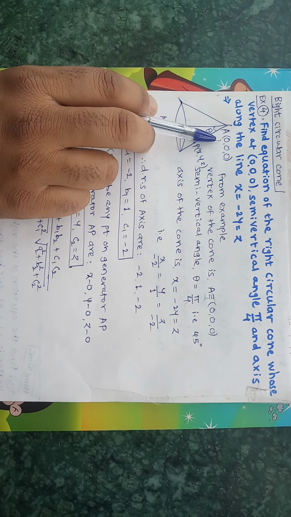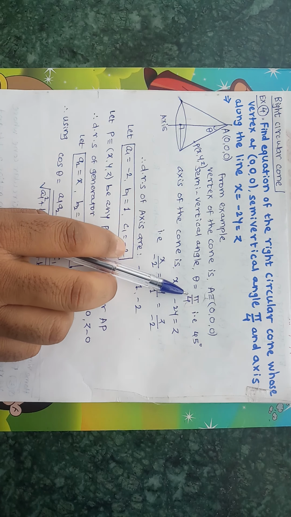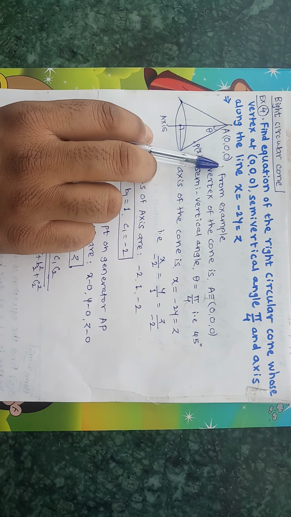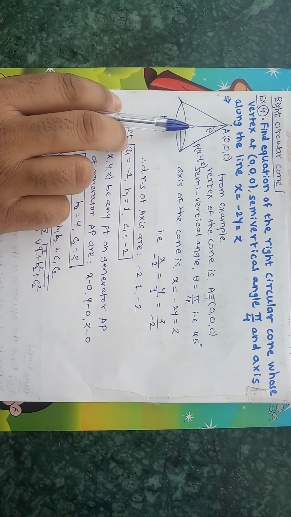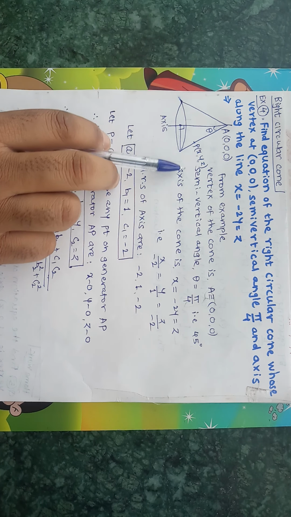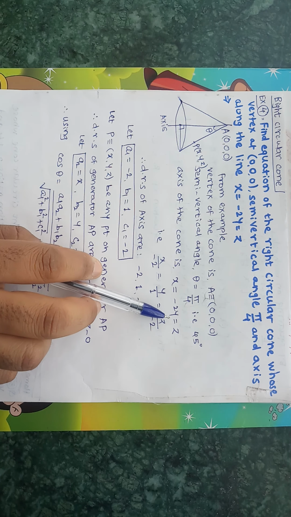Semi vertical angle is given. It is theta equal to pi by 4, that means 45 degree. Axis of the cone is along the line x equal to minus 2y equal to z. This is the axis, and semi vertical angle is theta. So the axis of the cone is x equal to minus 2y equal to z.